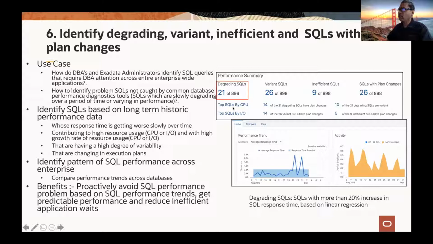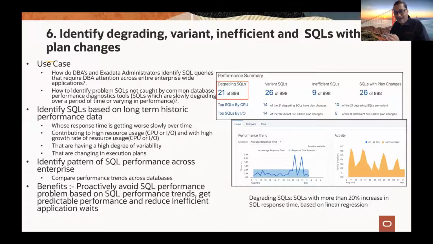Then the top SQL by CPU. Typically from AWR and ASH, you can get real-time information about a single target, and maybe for 1 hour or 1 day or maybe 7 days, which are your top SQLs. But again, that's by one target.